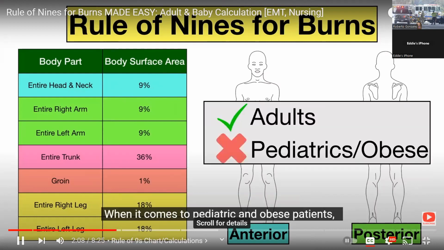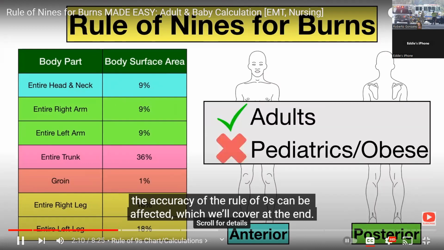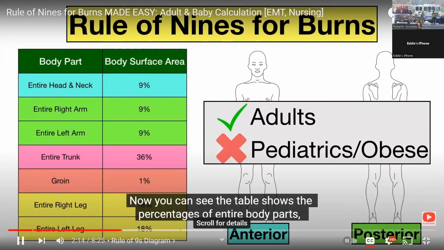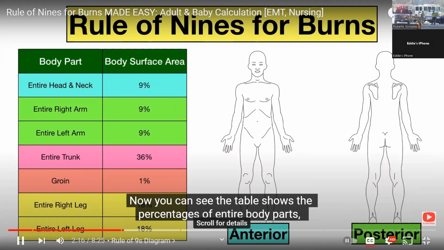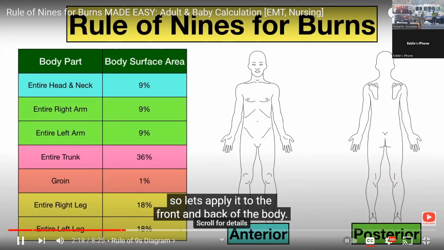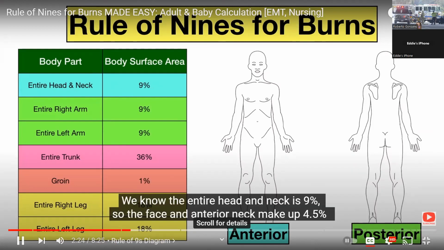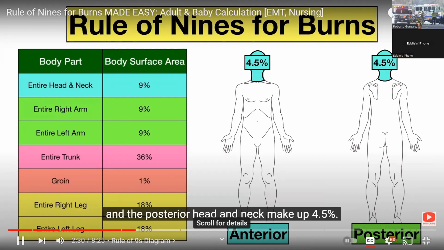When it comes to pediatric and obese patients, the accuracy of the rule of nines can be affected, which we'll cover at the end. Now you can see the table shows the percentages of entire body parts, so let's apply it to the front and back of the body. All we're going to do is divide each percentage in half. We know the entire head and neck is 9%, so the face and anterior neck make up 4.5%, and the posterior head and neck make up 4.5%.